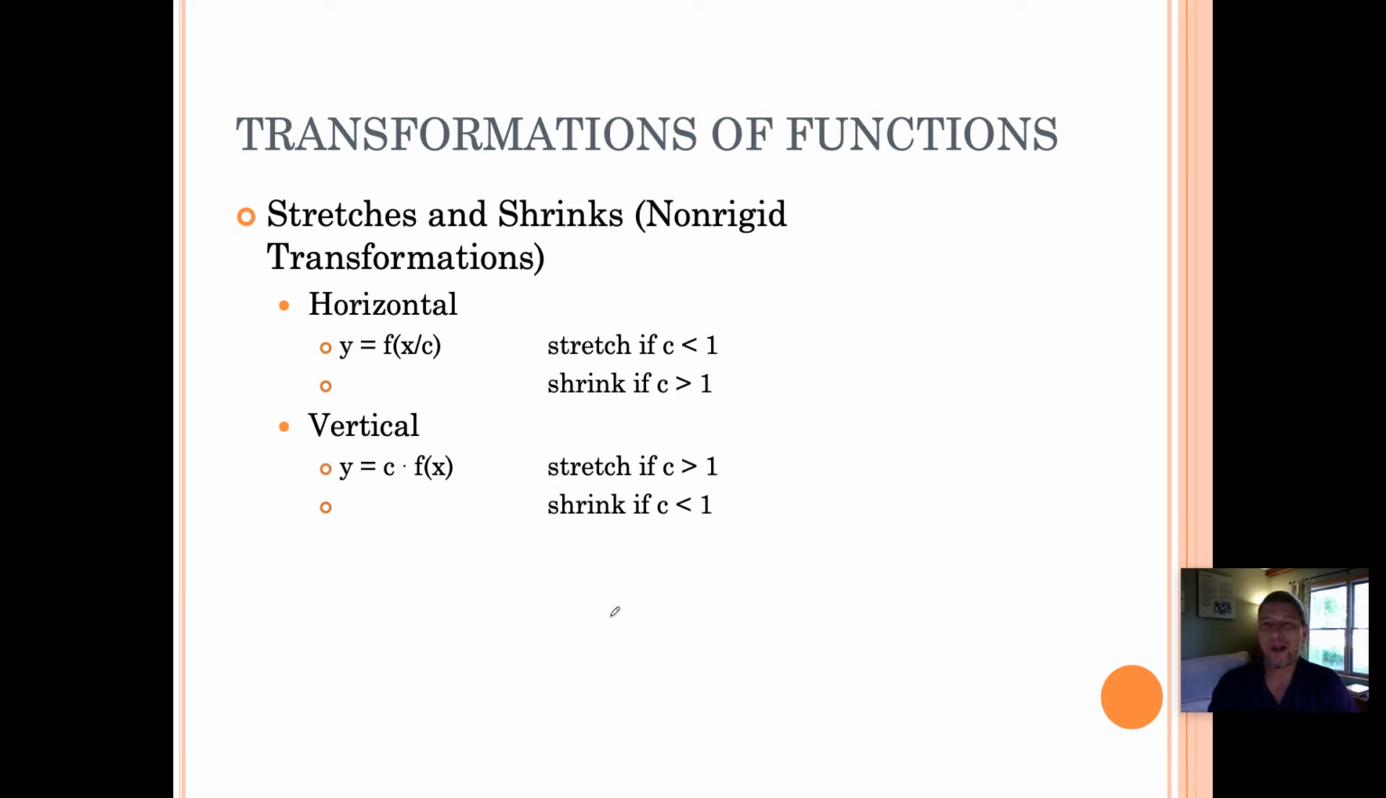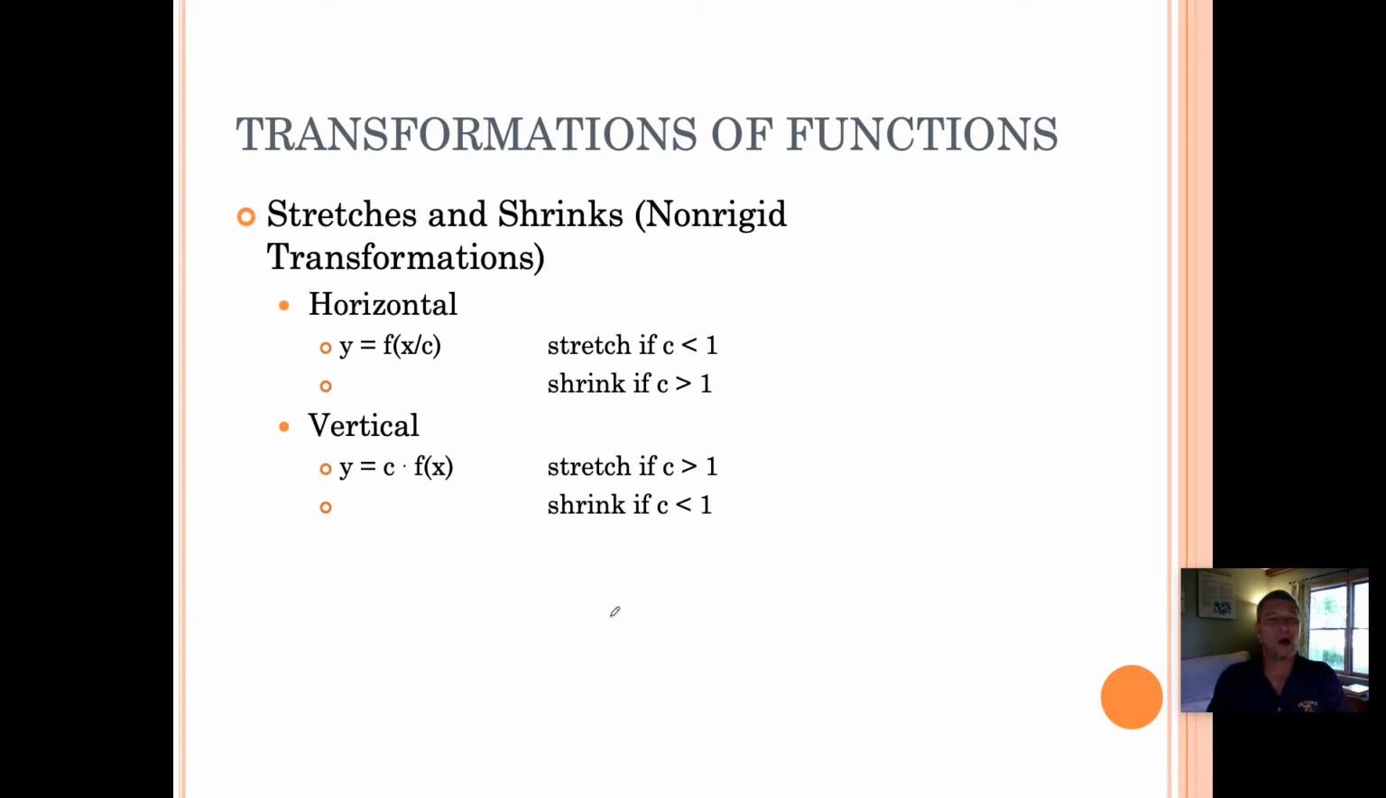Now, these are what we call non-rigid transformations. The reason that they're non-rigid is because now we're not going to keep the same shape and size of the function. The graph itself is going to be stretched or shrunk, and so it won't look quite the same as it did. In translations and reflections, we've flipped them over, we've moved them, and that sort of thing, but the size and shape of the original function remains the same. Here, it's going to change.